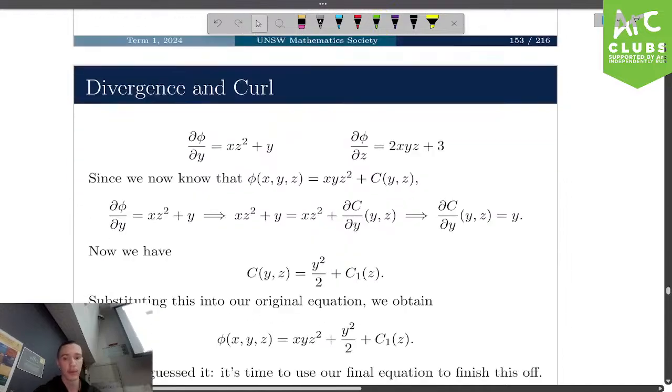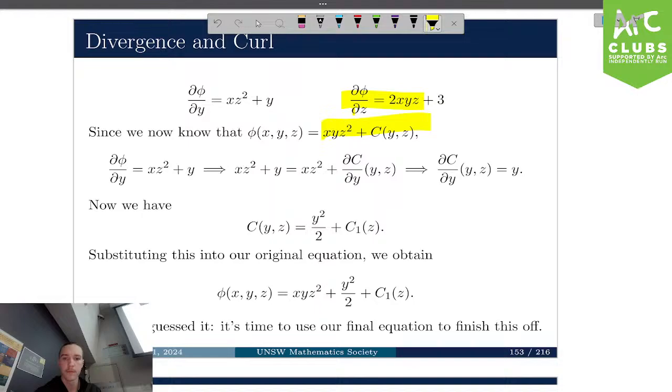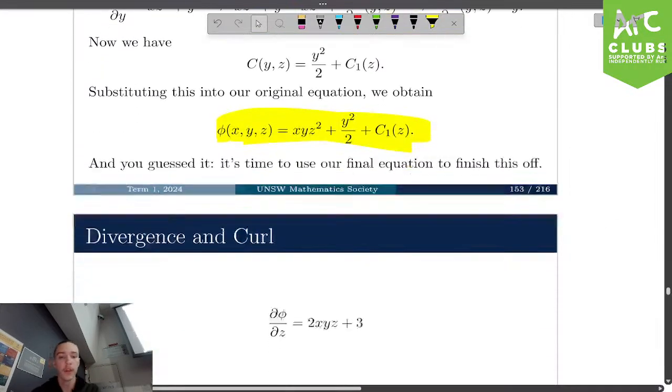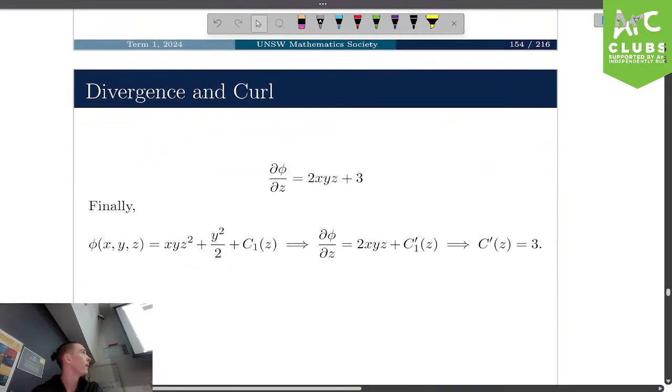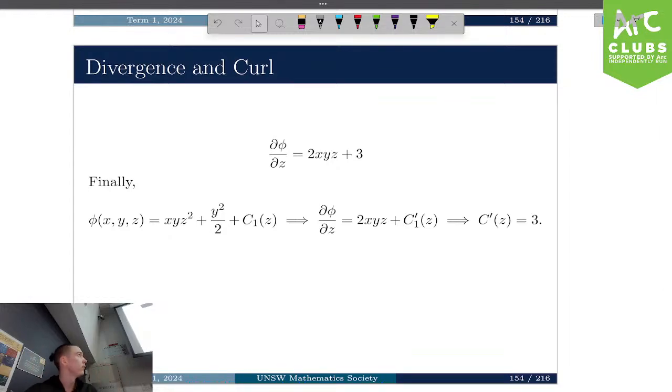And then we do the same thing. We now look at our third equation, this one here. And we say, well, now we know our new equation is this. If we partial differentiate this with respect to z, it'll be equal to this here. And then we can finally work out what c(z) is. So we get c dash z by equating and cancelling terms, equating both sides. And we get c dash z is 3.